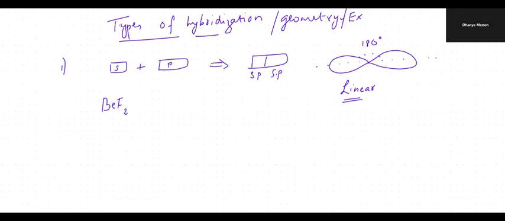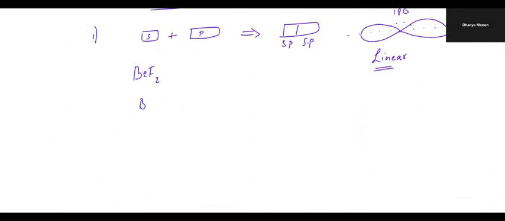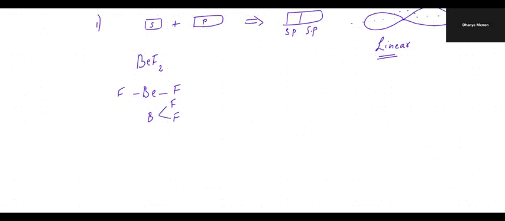BeF2. So beryllium is bonded to fluorine atom. Okay, it can be like this. It can be like this too. How do we confirm what is the shape or what kind of bonding is happening? Okay, for that, let's check out beryllium. Its atomic number is 4. So 1s2, 2s2, okay, and fluorine is 9, 1s2, 2s2, 2p5.